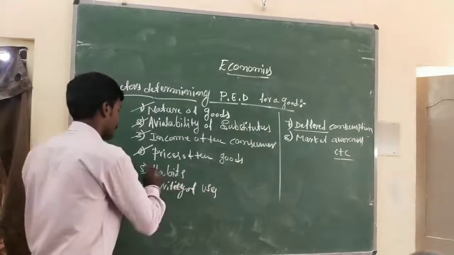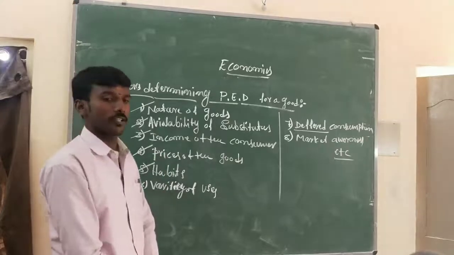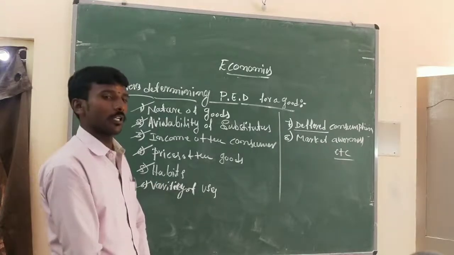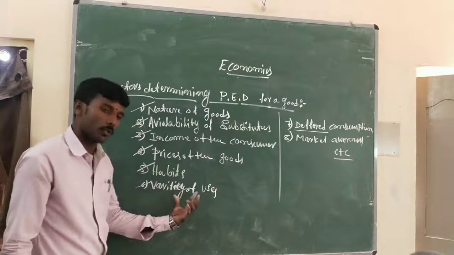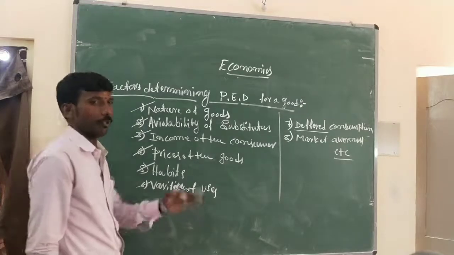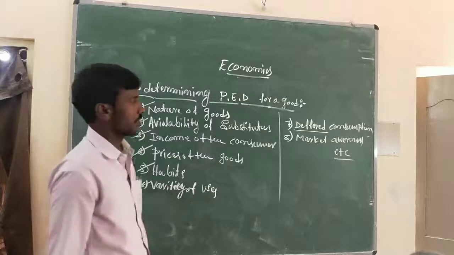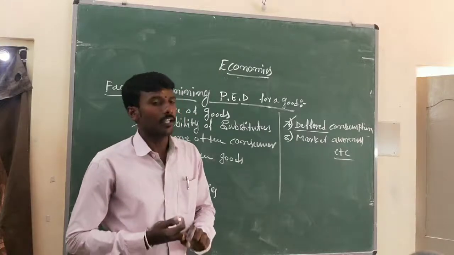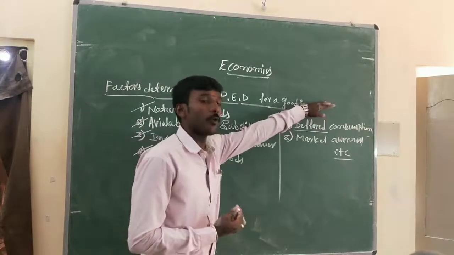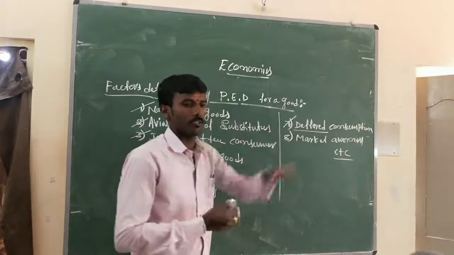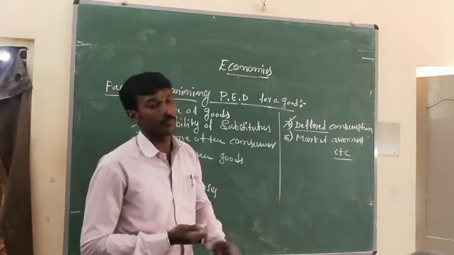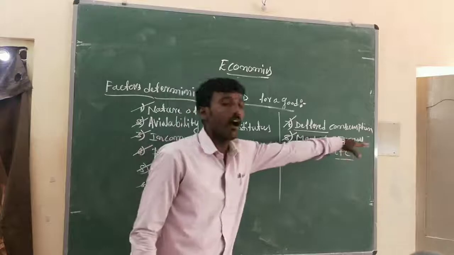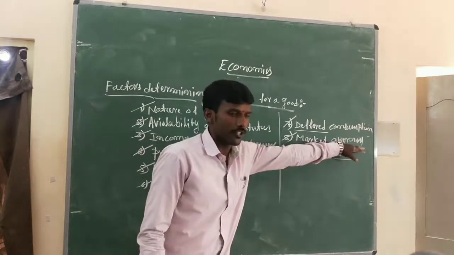Fifth one is habits. Then the sixth one is variety of uses, that means a single product is used in two or three ways. Then the seventh one is the deferred consumption, or the deferred is nothing but postponed consumption. And finally the market awareness, etc.